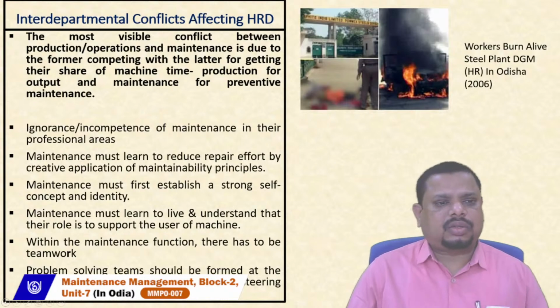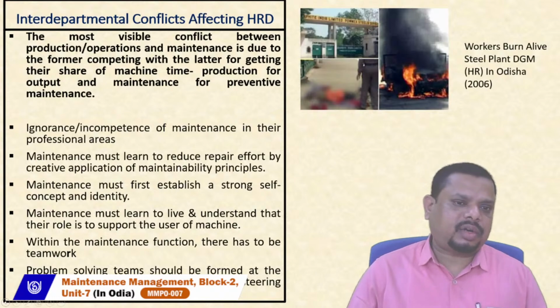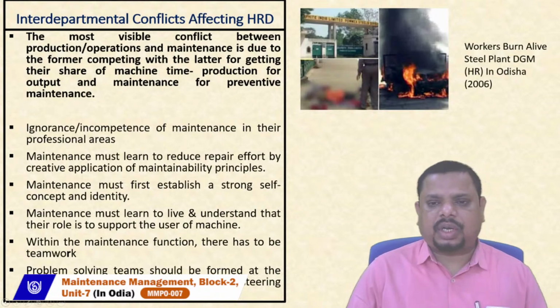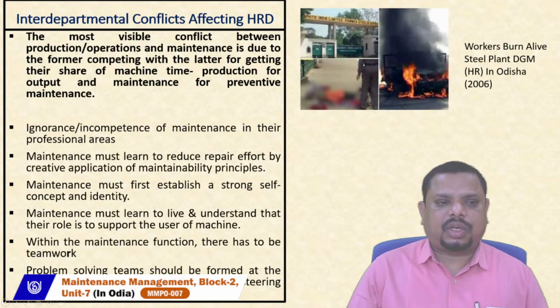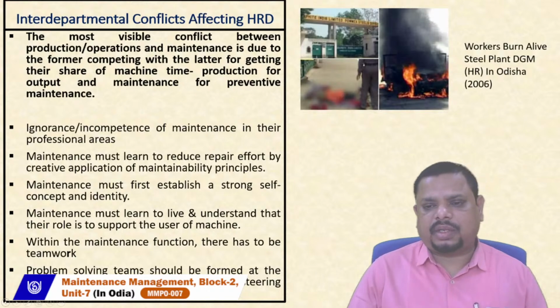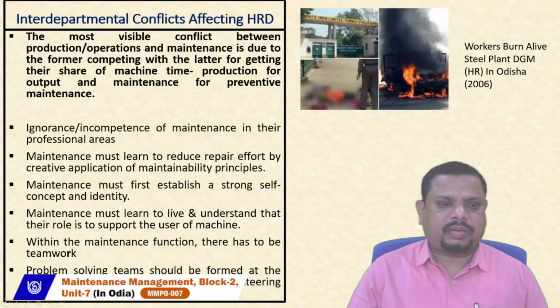The most visible conflict is between production and operation and maintenance, because the former competes with the latter for its share of machine time: production for output, and maintenance for preventive maintenance. So if you observe any manufacturing organization, there may be a rivalry between the production department and the maintenance department. The production department goes for increased production output, and the maintenance department goes for preventive maintenance. Due to this, conflict will arise.